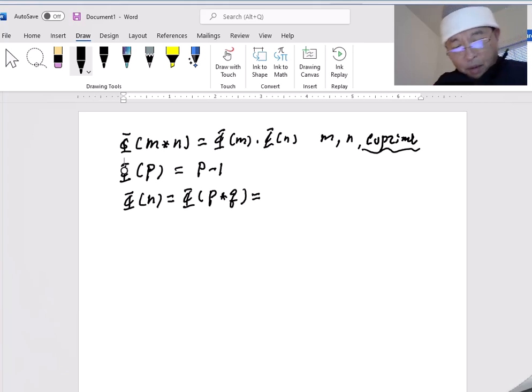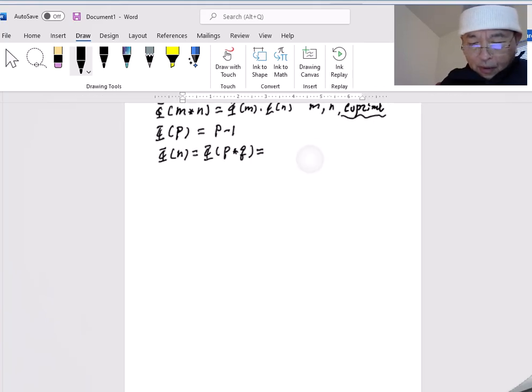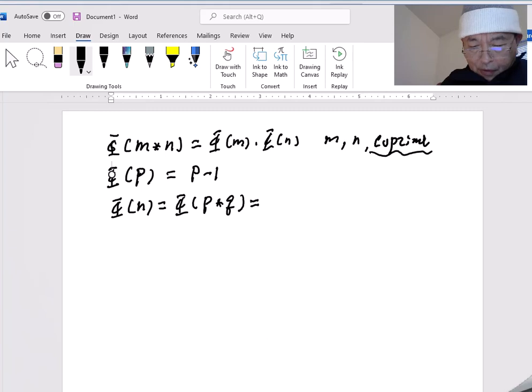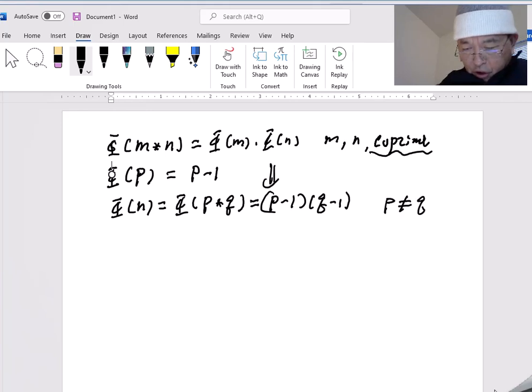then obviously, being prime numbers, they're relatively prime as well. Therefore, you will see the totient is P minus 1 times Q minus 1. So we use both of the properties from above to derive this. This is what we're going to use. Note, P must not equal Q. I'll ask you to prove it later on. So this is the property we can use.